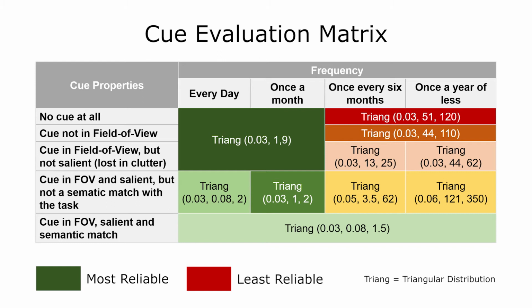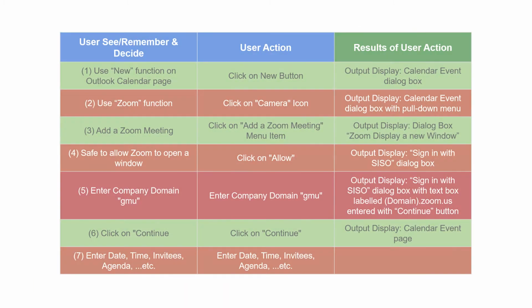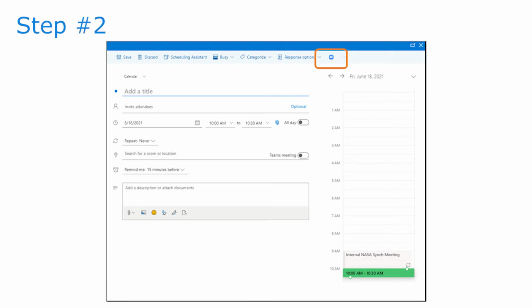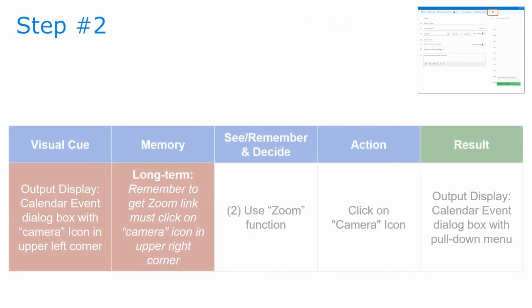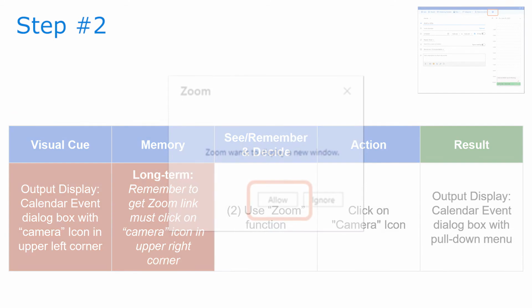Now let's evaluate each of the 7 steps in the process using the cue evaluation matrix. It does not take long to see we have 4 problematic steps. For step 2, the use zoom function, the visual cue is a tiny camera icon tucked into the upper right corner of the screen. Will most users look in that location? Will most users recognize it as an icon for zoom?